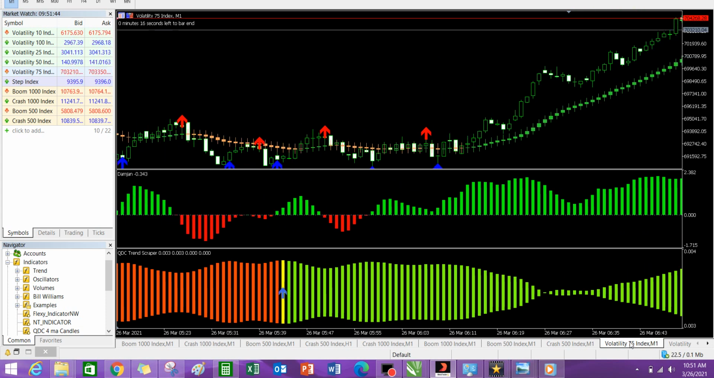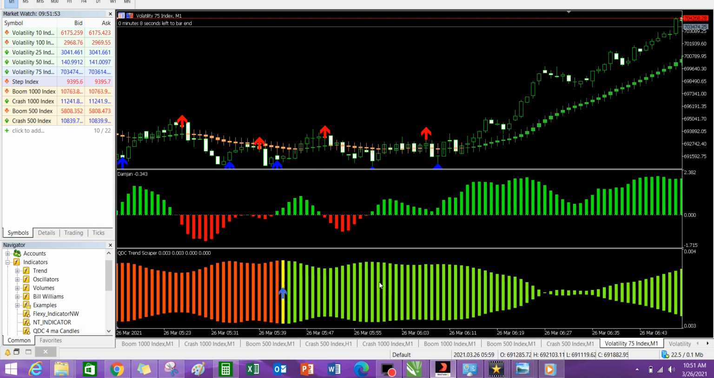This is what I want you to take note of. Come to the third indicator, you can see the red bars and you can see the green bars. When you have the green bars, it shows that the market is on an uptrend. When we have the red bars, it shows that the market is on a downtrend. So let me start with the green bars.